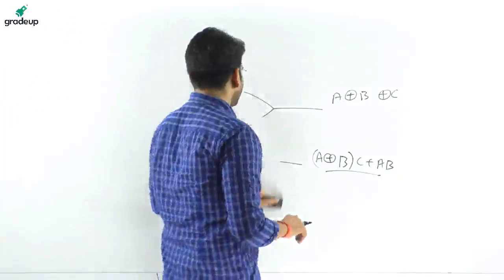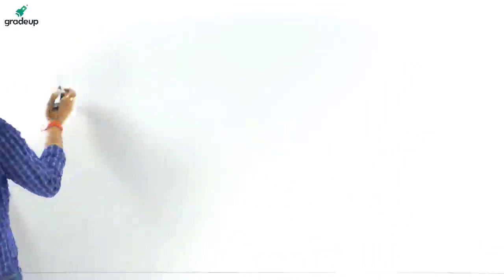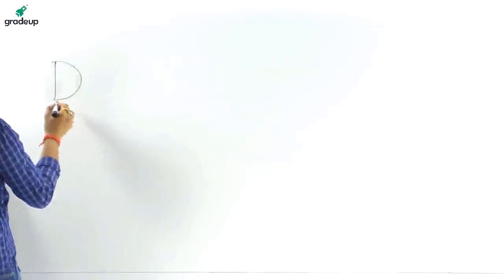Take it as a straightforward question: how many NAND gates are required to implement it? 9 NAND gates are required to implement this function. Okay, now let us see how.